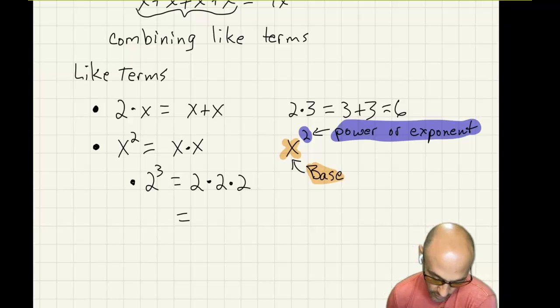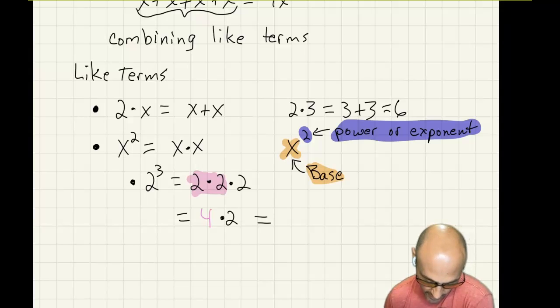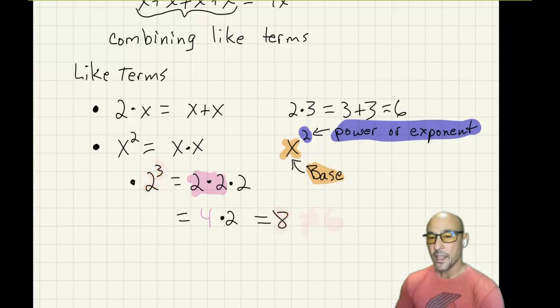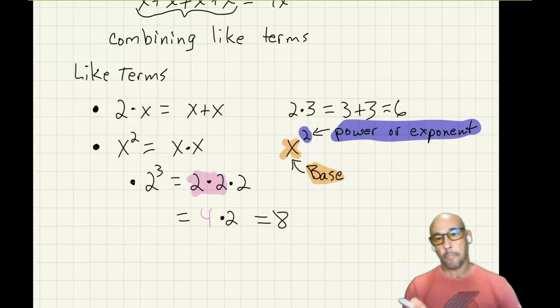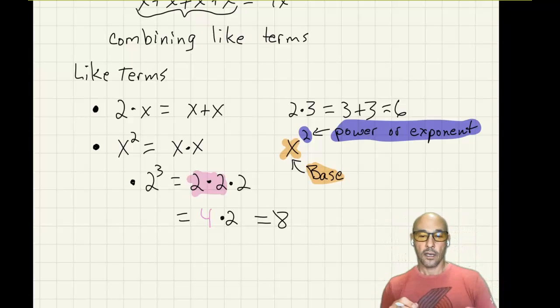And this 2 times 2, well, that's 4. Oops, sorry. 4. And then we still have this times 2, so I need to make sure that I keep that there. And then 4 times 2 is 8. So 2 to the third power is 8, which does not equal 6. So be careful about exponents and remembering that it's repeated multiplication.